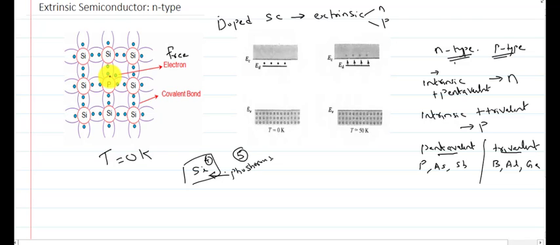So for an n-type semiconductor, the majority carriers will always be electrons. This is shown in the first energy band diagram at T equal to 0 Kelvin. We can see the valence band and the conduction band. The valence band is filled with electrons and the conduction band is empty.